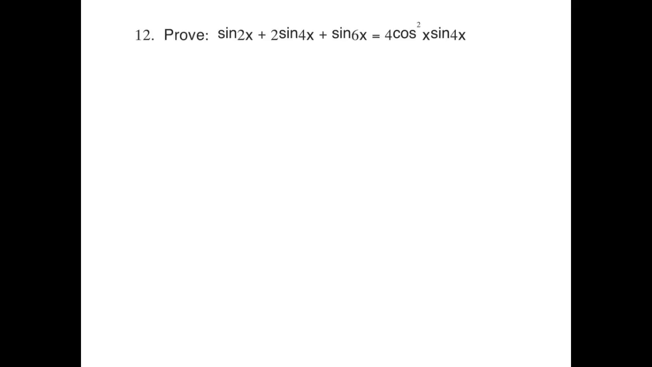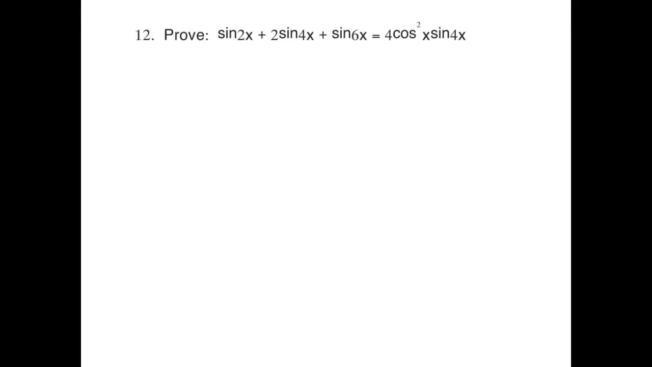12th question here. We have to prove that this left hand side is equal to this right hand side. And if you look at these terms, we have sine 2x, sine 4x and sine 6x terms on the left hand side, and we have cos x and sine 4x on the right hand side.